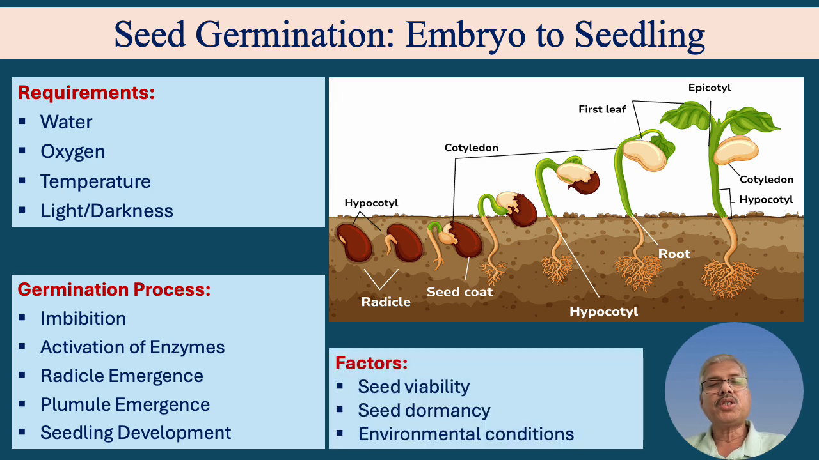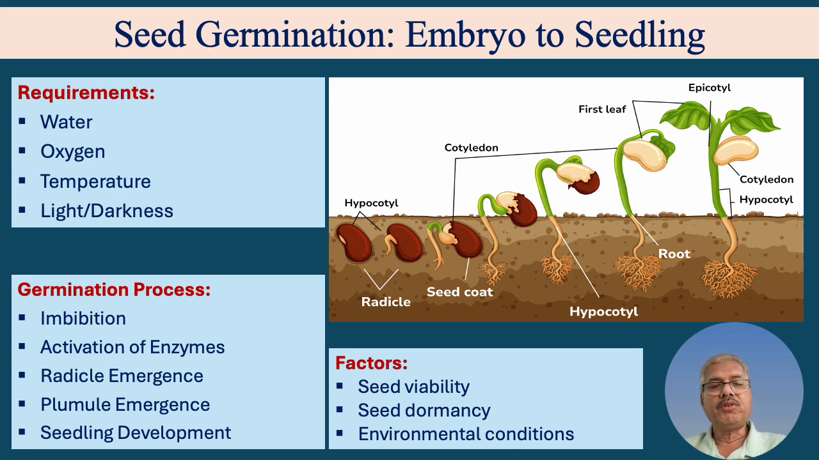The germination process includes imbibition, that is, the seed absorbs water, causing it to swell. Water activates the enzymes that begin breaking down the stored food reserves. The radicle, the embryonic root, emerges first, anchoring the seedling and absorbing water. The plumule, the embryonic shoot, emerges, developing into a stem and the leaves. The seedling grows using the stored food reserve until it can produce its own food through photosynthesis.